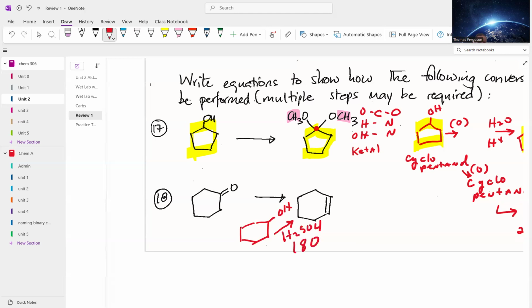Okay, so 180 degrees, sulfuric acid or H plus will give us that alkene. That's one reaction. Okay, well, how do we go from a ketone to a secondary alcohol? Reduction.